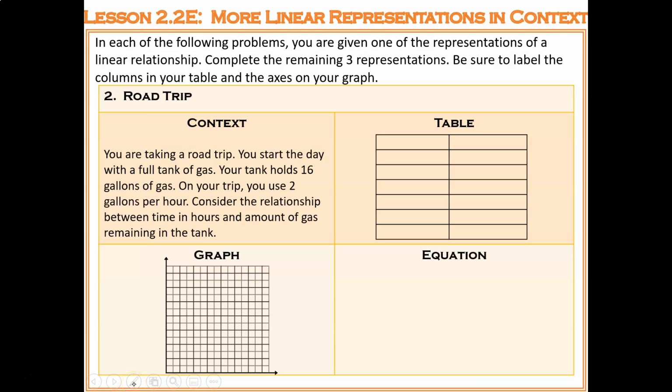It says you're taking a road trip. You start the day with a full tank of gas, and your tank holds 16 gallons. On your trip, you use 2 gallons of gas per hour. Consider the relationship between time in hours and the amount of gas in the tank. So we're going to put time here in hours, and we're going to put gas remaining.